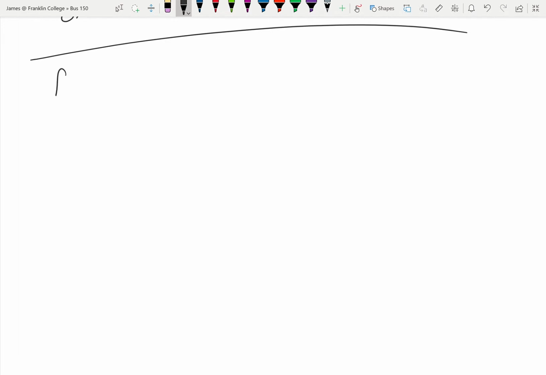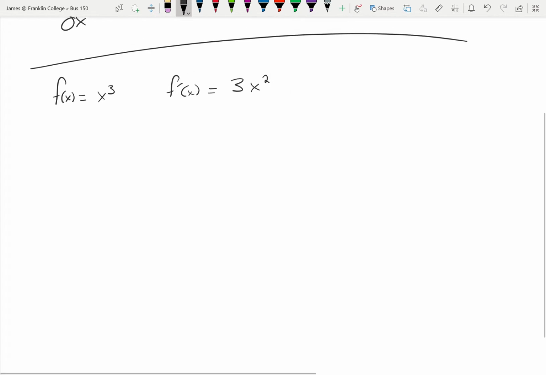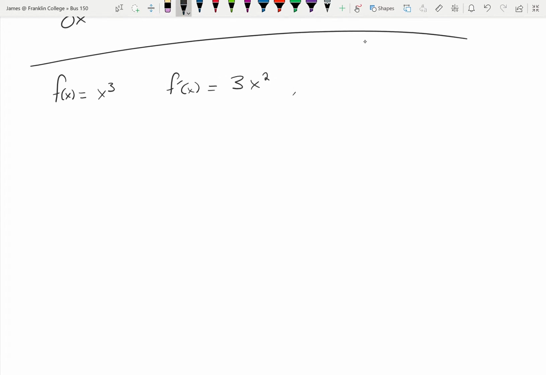So if we have f of x equals x cubed, then we know that f prime of x will equal 3 times x raised to the second power. And then if we wanted to punch in some values, f prime of negative 2 will equal 3 times negative 2 raised to the second power, which equals a positive 12. So the slope of our original f of x function will equal 12 when x equals negative 2.